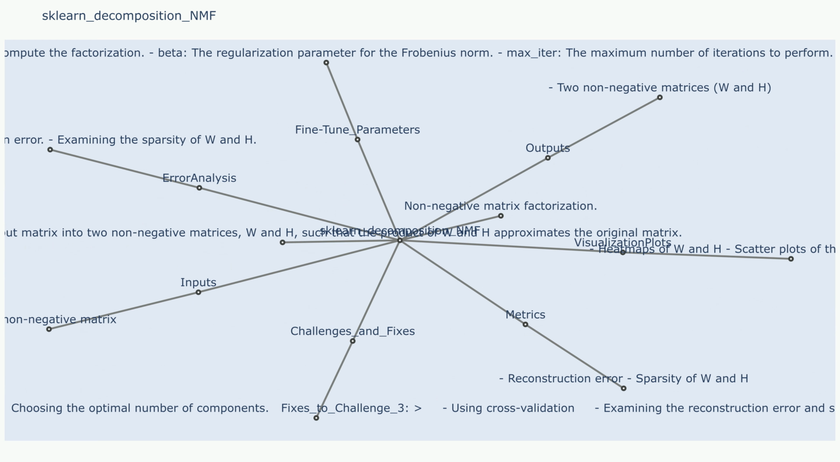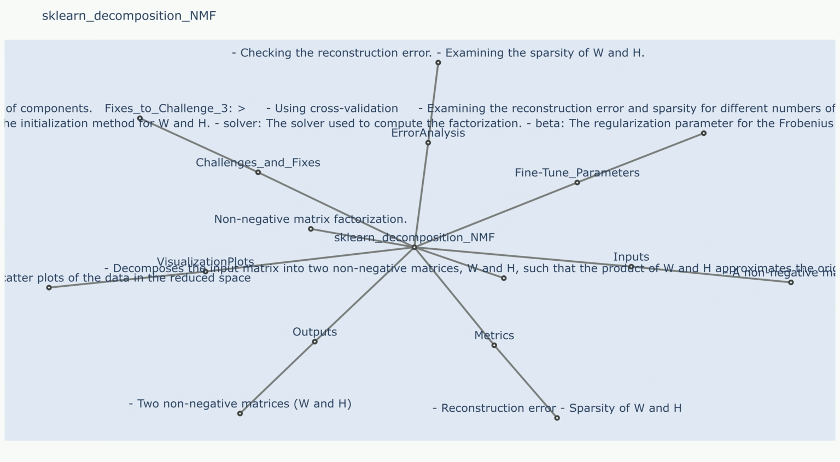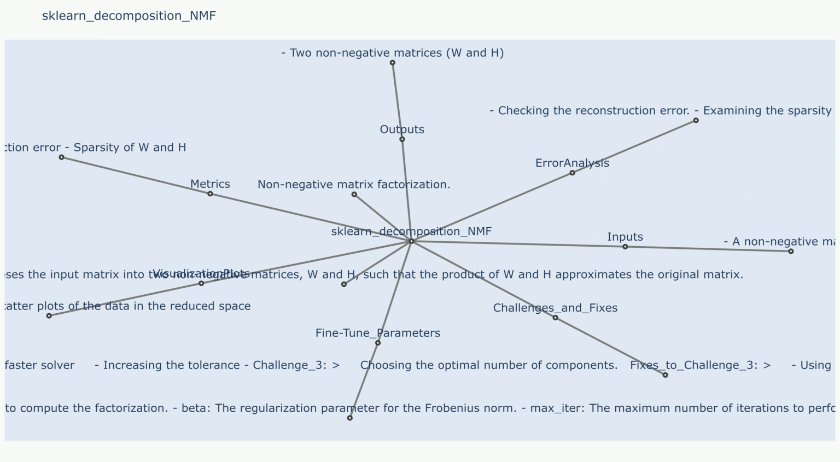Metric 1: reconstruction error. This metric measures the difference between the original data matrix and the reconstructed data matrix, the product of W and H. It is used to evaluate the quality of the decomposition. Sparsity: NMF encourages sparsity in the W and H matrices. Sparsity means that most of the entries in these matrices are zero. This property can be helpful for interpretability, as it allows us to identify the most important features and their contributions to the samples.